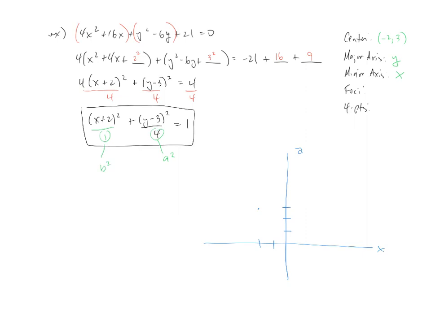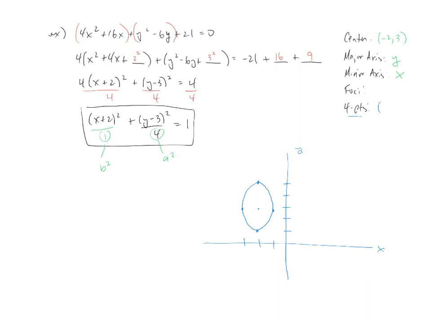So from the center, I'm going to count up and down 2 units. So 2 units down and 2 units up. And from the center, I'm going to count right and left 1 unit, because that's my b value. And when I connect those 4 points, that's going to give me the ellipse. The 4 points that I have marked there, those are the 4 points I'm talking about over here. So we'd go ahead and fill those in.